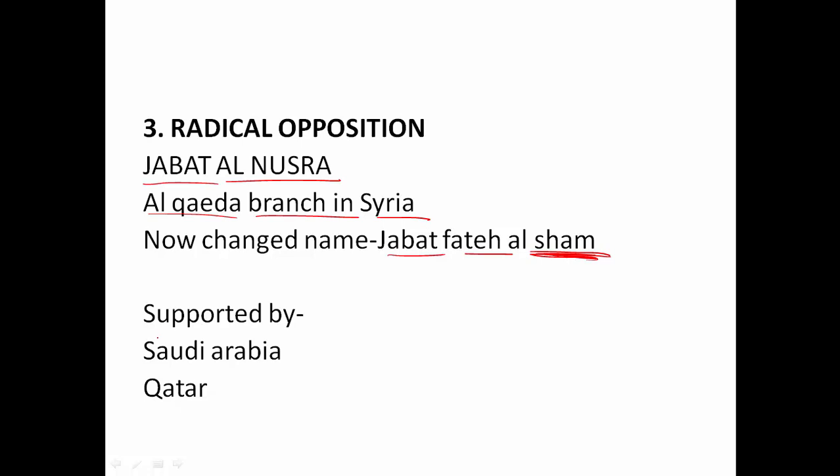So this radical opposition group is supported by Saudi Arabia and Qatar. So you might see that they are supporting both Jabhat al-Nusra as well as the Free Syrian Army. Now the support to Jabhat al-Nusra is not open, not direct, because al-Nusra has been declared a terrorist organization by many countries and also the United Nations. So the support is covert. So money goes in to support al-Nusra by covert means, by hawala, etc.